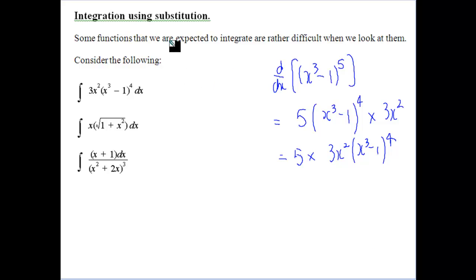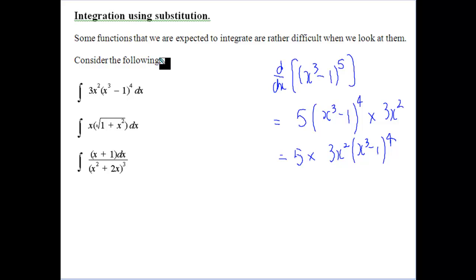In the Extension 1 course, we're going to learn new ways, more methods for integration, because they're pretty limited compared to differentiation in the 2-unit course. So naturally, there's harder functions that we want to integrate, but we don't have the capacity in the 2-unit course. So we're limited in integration.